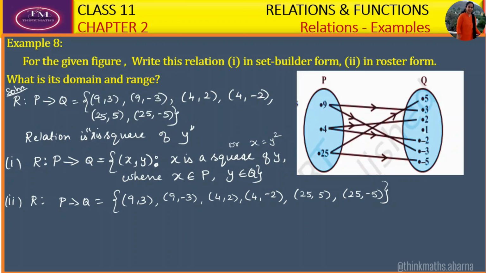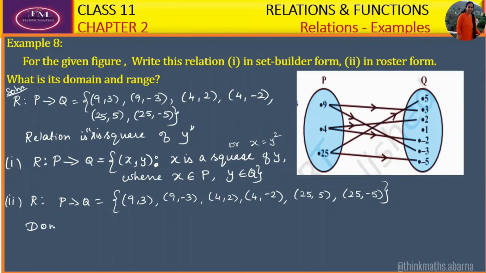So for only this element from Q, it has no element from P. So for 1 square, it is 1. Here, the 1 is not present in P. So 1 is not marked from Q. Okay. So this is the relation in roster form. What is its domain and range?